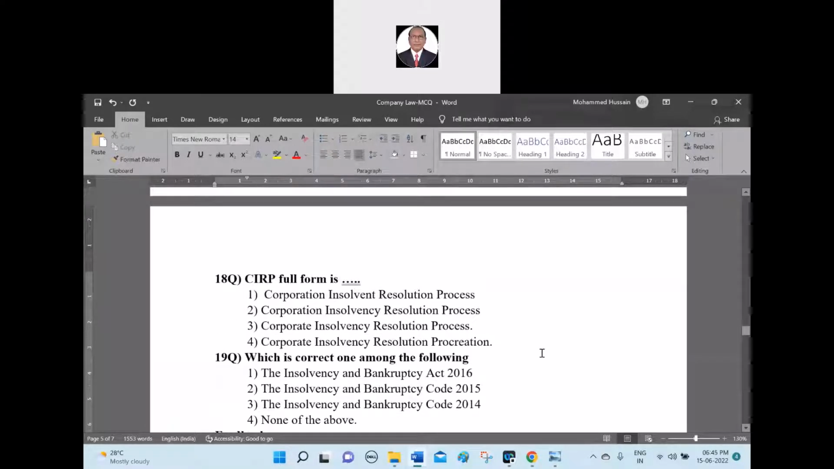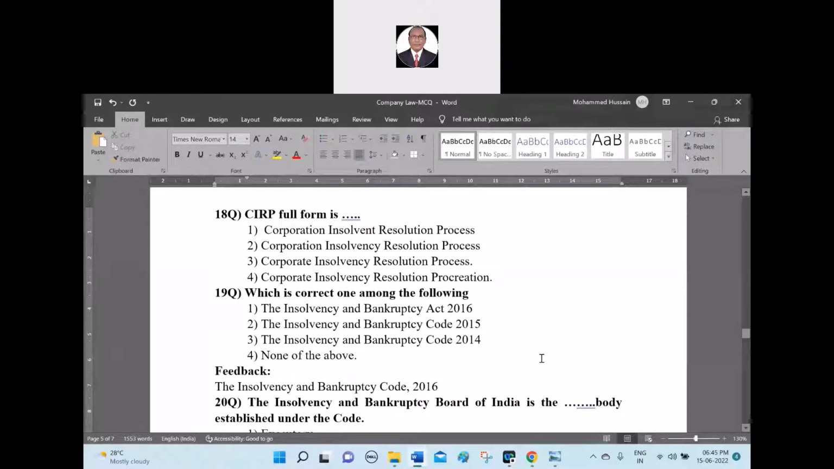19th question. Which is correct one among the following? The Insolvency and Bankruptcy Act of 2016, the Insolvency and Bankruptcy Code of 2015, the Insolvency and Bankruptcy Code of 2014, or none of the above? Sir, option one, Insolvency and Bankruptcy Act 2016. Wrong. See, use the technique. I did not use the none of the above in the above questions. I use all of the above. Only some places I use none of the above. Answer is?